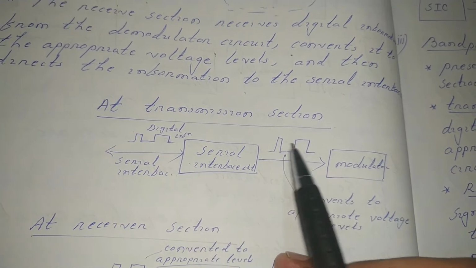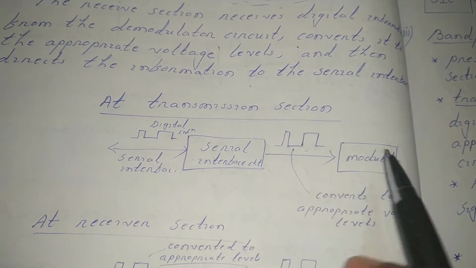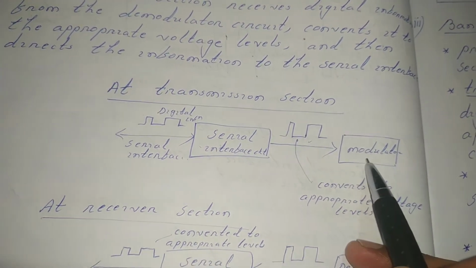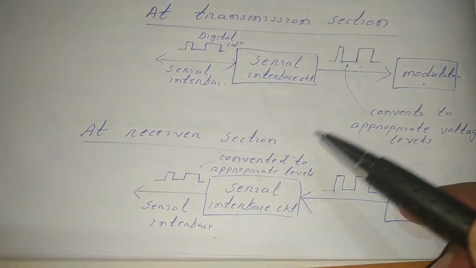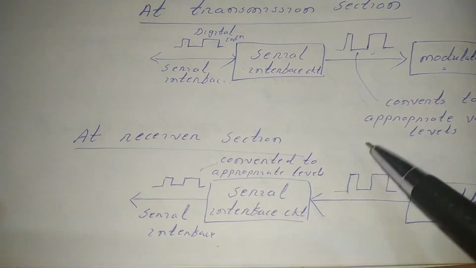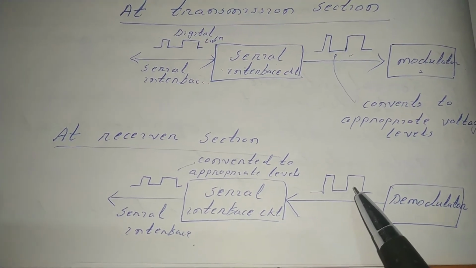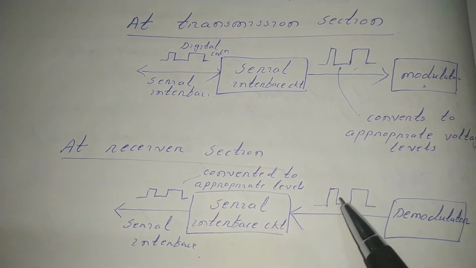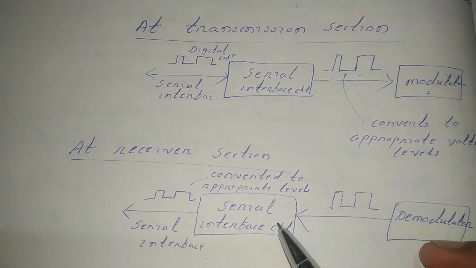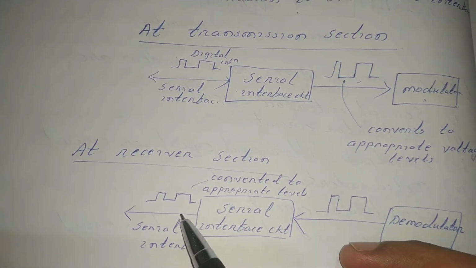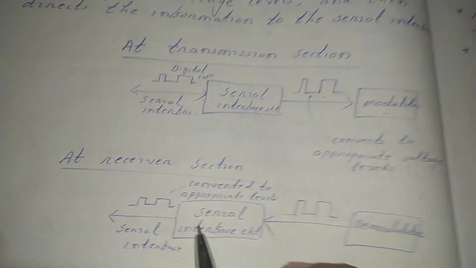Okay, it is changing the voltage level. Before passing to what? The modulator. And at the receiver section, what happens, from the demodulator, whatever the digital pulses are passed, that voltage level is changed by the serial interface circuit before placing that signal into the serial interface. So that is about your serial interface circuit.